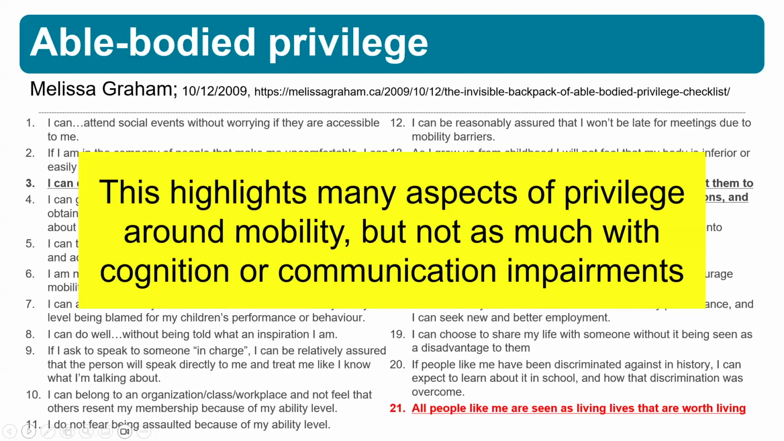And I think this able-bodied privilege highlights many aspects of privilege around mobility, but I felt like it didn't really cover as much of the privilege with cognition or communication impairments, which I feel like I'm also attuned to because of what I witnessed my brother going through as he grew up.